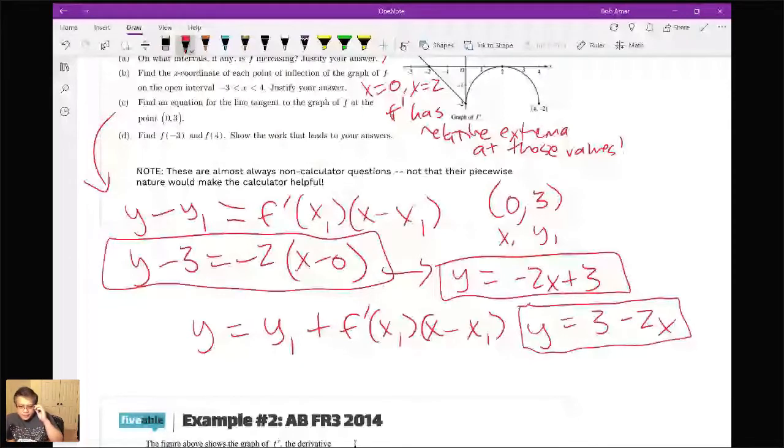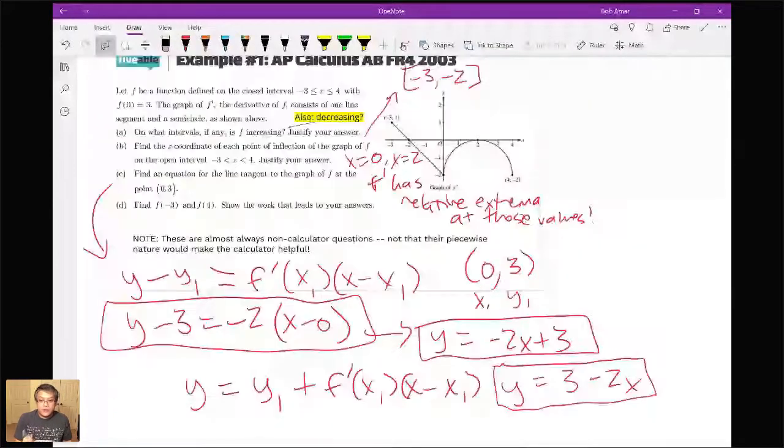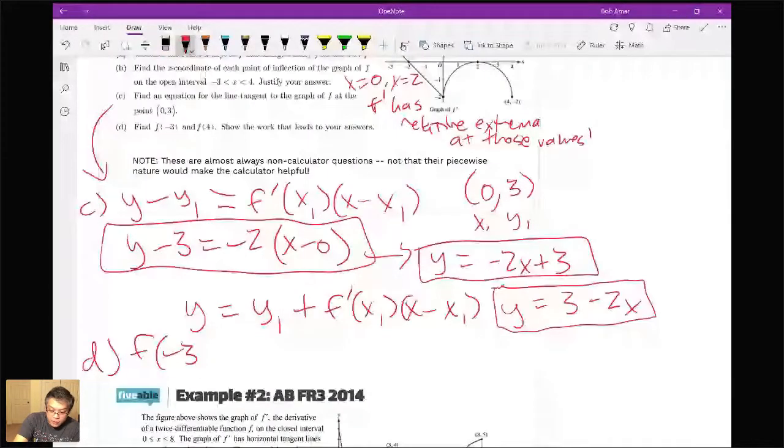Okay. Part D. Part D is find f of -3 and f of 4. What you need to do is read carefully, right? You're told that f of 0 is 3. Okay. So for part D, f of -3 is equal to f of 0 plus the integral from 0 to -3 of f prime of x dx. Yes, I'm allowed to do that.